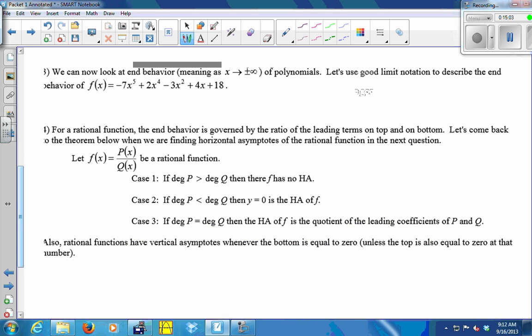So we can look at the end behavior of polynomials. Let's use some good limit notation to describe the end behavior of negative 7x to the fifth plus 2x to the fourth minus 3x squared plus 4x plus 18. All right, before we do it with limit notation, let's do it with our arms. Here, here, here, or here. Put your arms in the right end behavior.